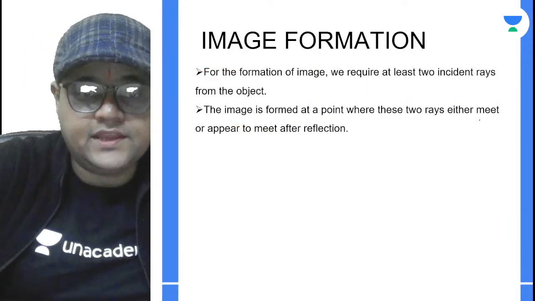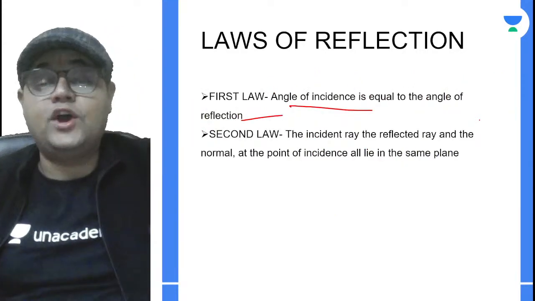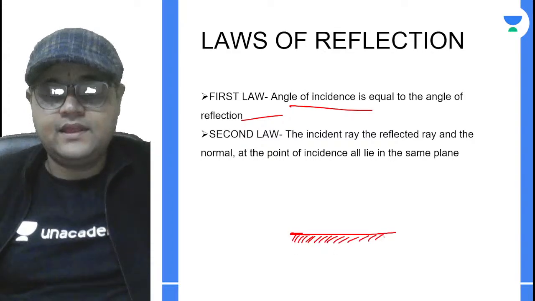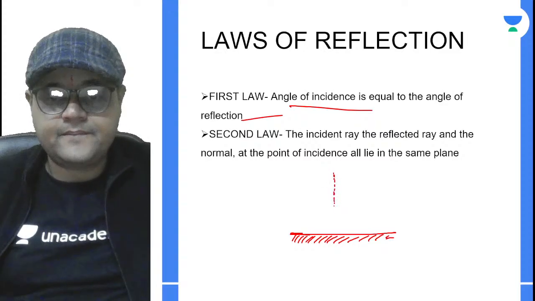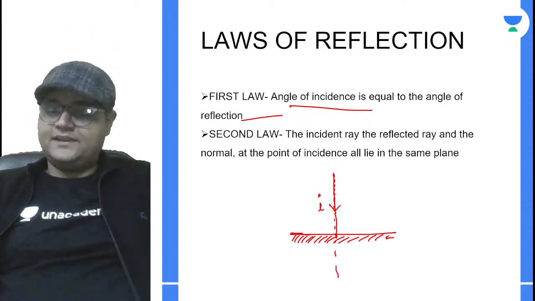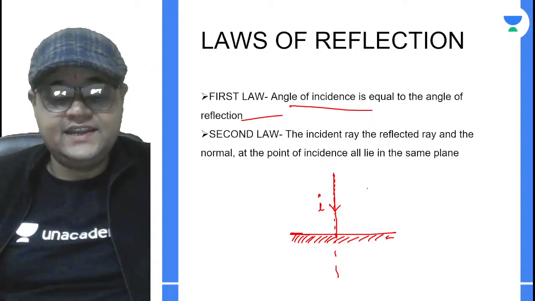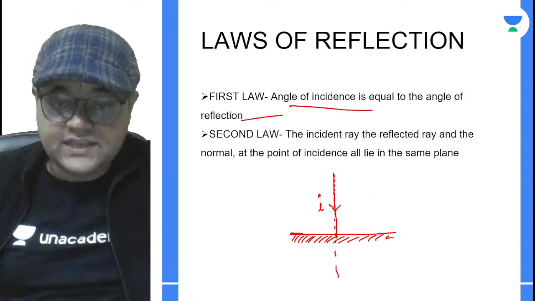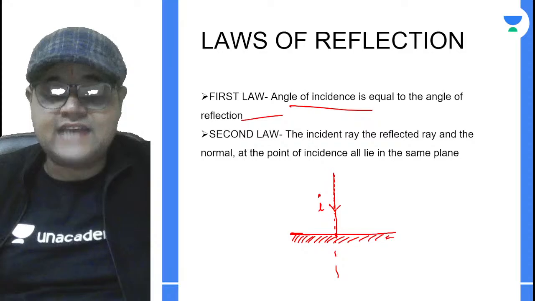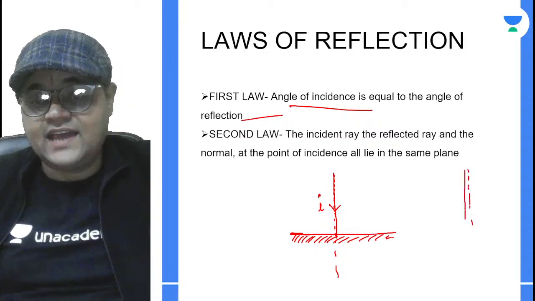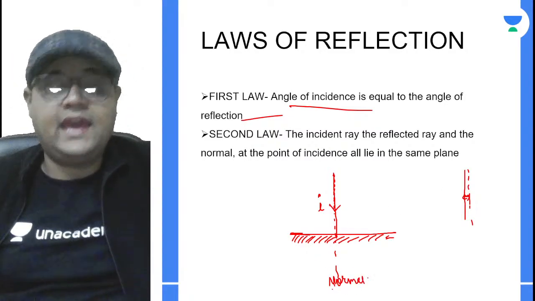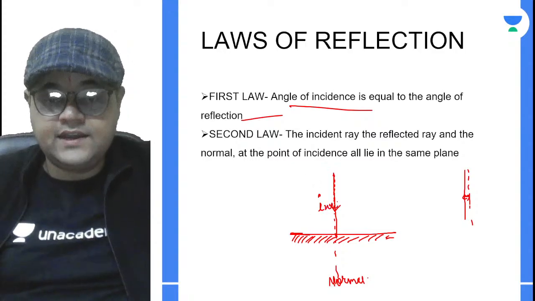Now a very important thing: what if the incident ray is normal? This is a special case. Let us suppose this is the normal and this is your incident ray. The law of reflection says the angle of incidence and the angle of reflection are equal. Now if the ray is falling normal, how much angle is it making with the normal? There is no angle between them. This shaded line is the normal and the darker one is the incident ray.